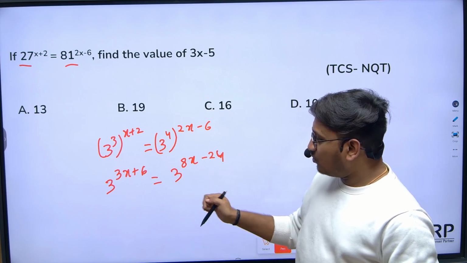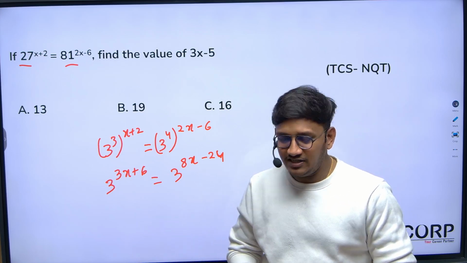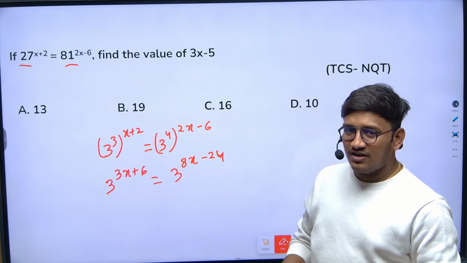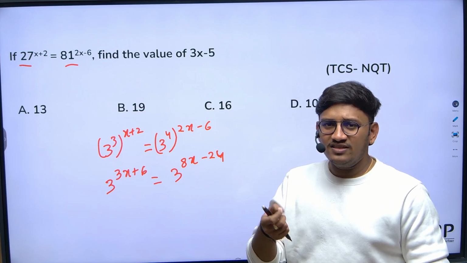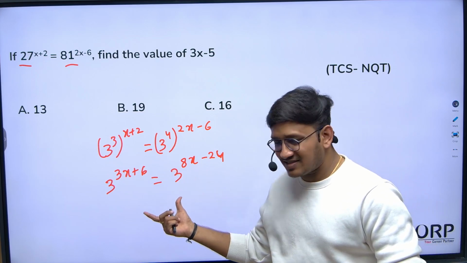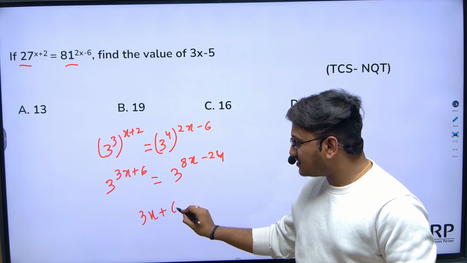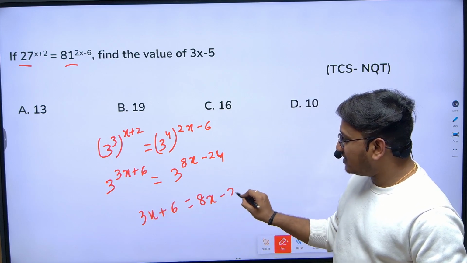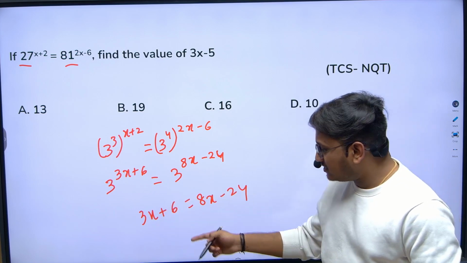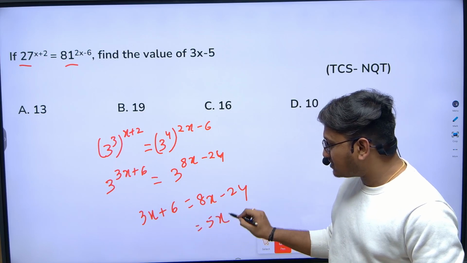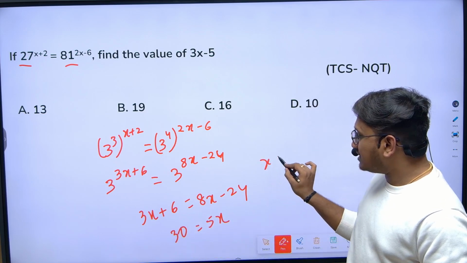I have written it in the format where I'm just making the bases equal, right? So here 3 and 3 are equal. You might have heard this in 9th class or 10th standard: if the bases are the same, I can equate the powers. So here 3x plus 6 is equal to 8x minus 24. If I take 3x from the left hand side to the right hand side, it will be 5x. And 24 goes to the left hand side, 24 plus 6 is 30. Now the x value is 6.